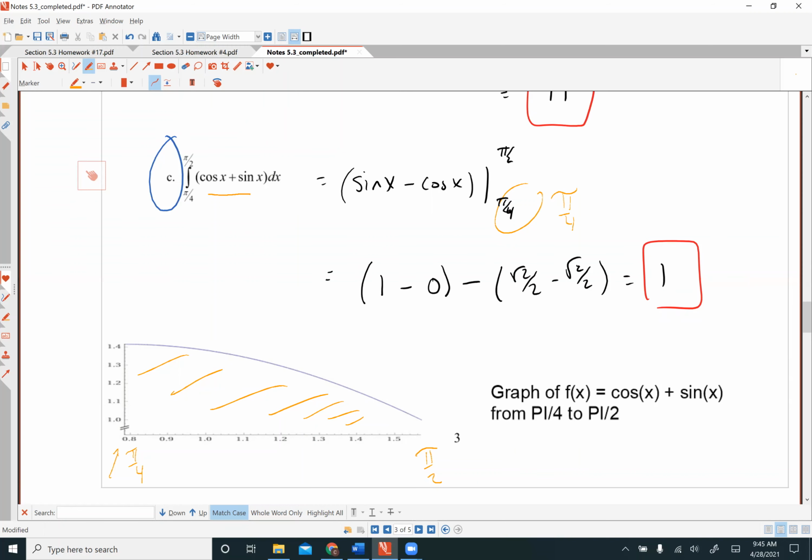So we evaluate that function, sine of x minus cosine of x, at pi over 2. We know sine of pi over 2 is 1, right? The second coordinate on the unit circle at pi over 2 is 1. The first coordinate is 0, so we get 1 minus 0 at pi over 2. And we know that sine of x equals cosine of x at pi over 4, so it's square root of 2 over 2 minus square root of 2 over 2. Oh, so it just turns out that the area is 1. I might think it'd be more exciting than that. Okay, anyway.